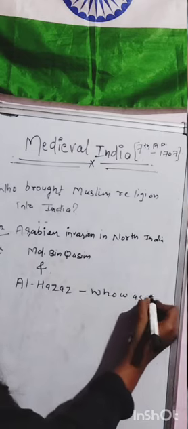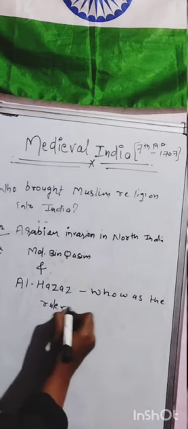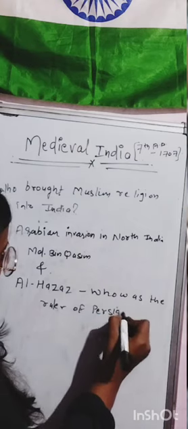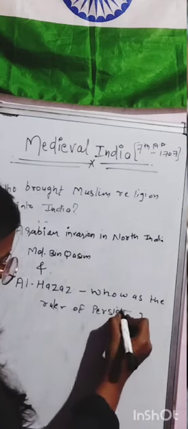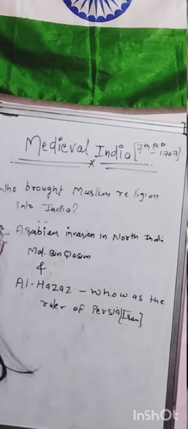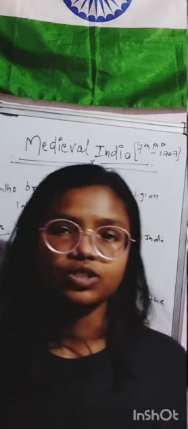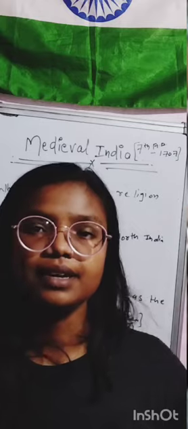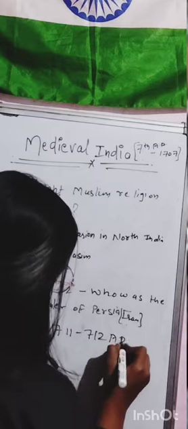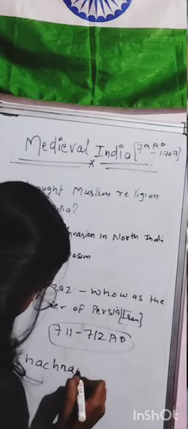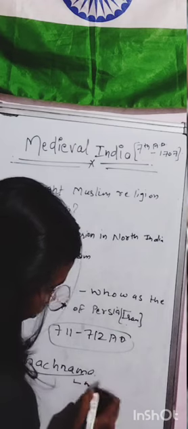Who was the ruler of Persia at that time? Persia is Iran. So what happened? I have told you that in South India, Arabians came to India and settled there. But in North India, it was around 711 or 712 AD. Muslims invaded India, and all this knowledge we know from a book, the Chachnama, which was written by an unknown writer.